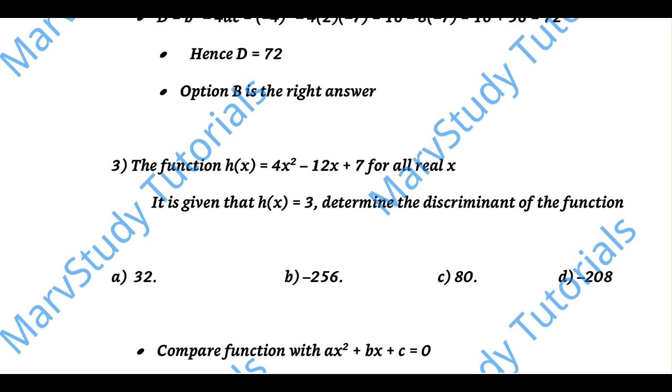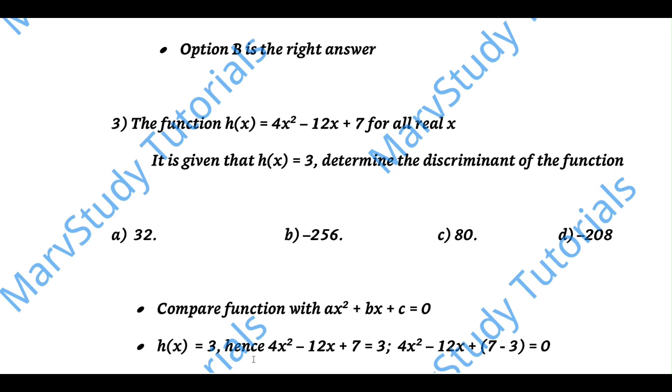We've got to compare it. So we're going to have 4x squared negative 12x plus 7 equal to 3, since h of x is equal to 3. And remember that the general form is ax squared plus bx plus c equal to 0. So we don't have the right to say that c is 7, because the right hand side of this equation is 3. So we've got to move it to the left hand side, so that we'll just have 0 on the right.